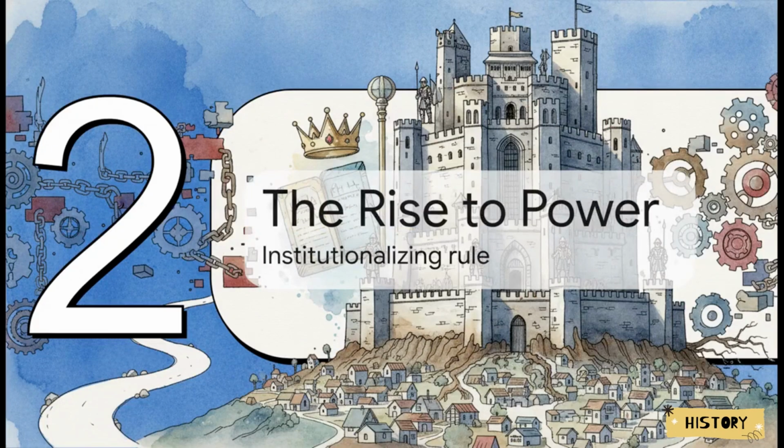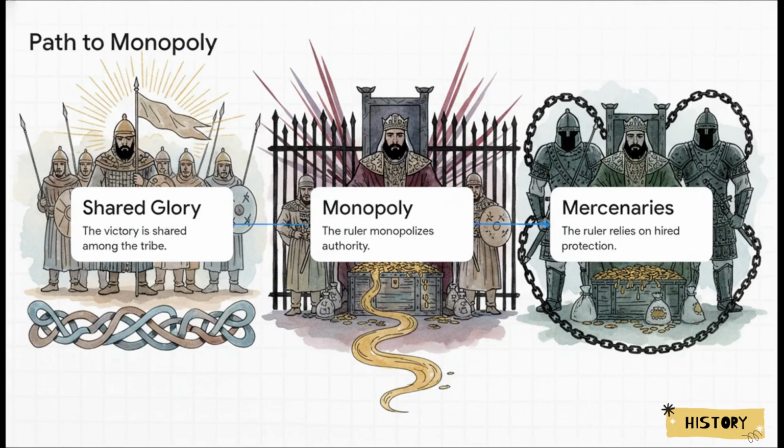Section 2. The rise to power. Let's move on and see how this builds. So, our tough, unified group has conquered the state. What happens next? Well, at first, the victory is shared. It's tribal glory. The ruler is really just the first among equals. But human nature kicks in. Step 2. The ruler begins to monopolize authority. He wants the royal glory, the wealth, and the absolute power reserved strictly for his direct lineage. To do this, he actually has to push away his original tribe, the very people whose Asabiyyah put him in power in the first place, because they view themselves as his equals, which directly forces step 3.